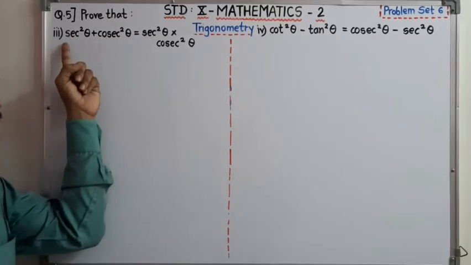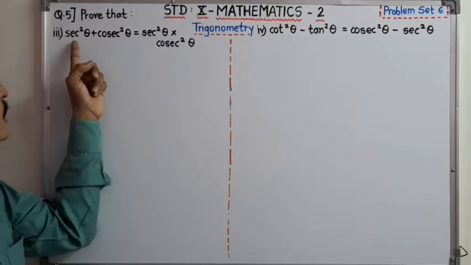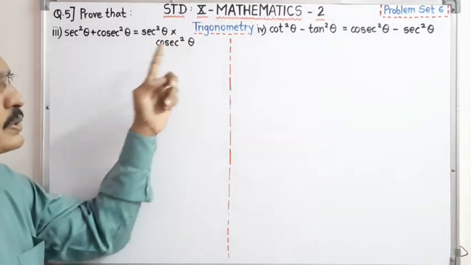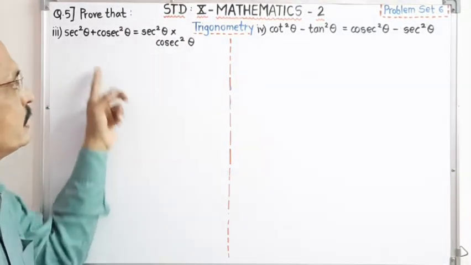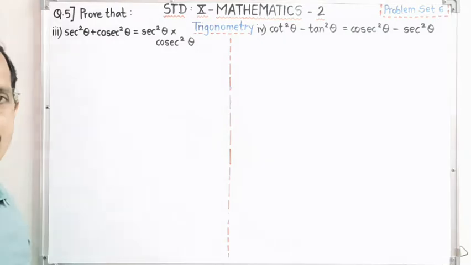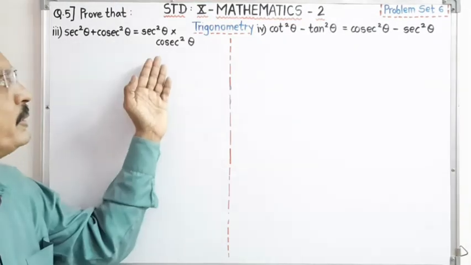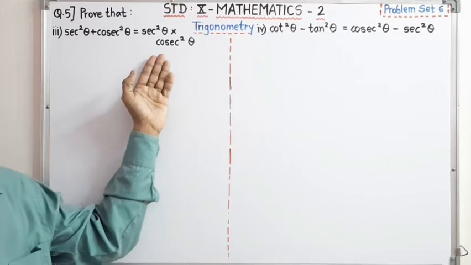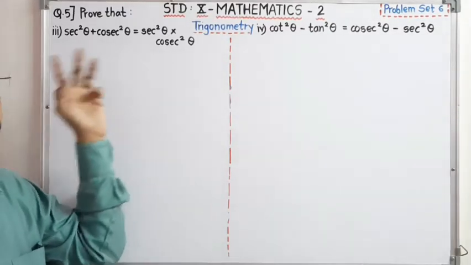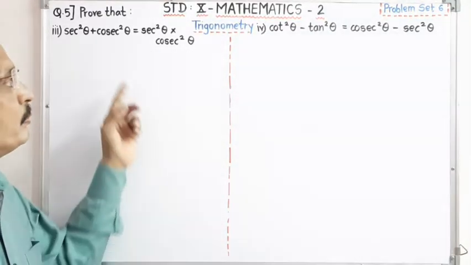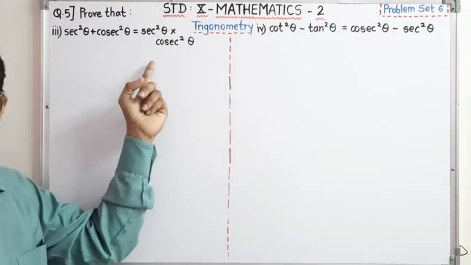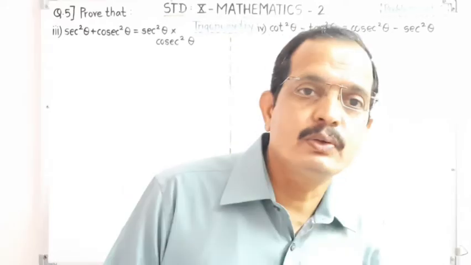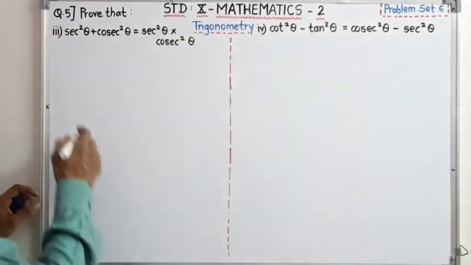Now we have to start with the third sum from question number 5. See the third one: sec square theta plus cosec square theta is equal to sec square theta into cosec square theta. Dear student, this sum is important. This question was there 3 times in the board exam: March 14, July 14 and March 17. Now see how to solve this.